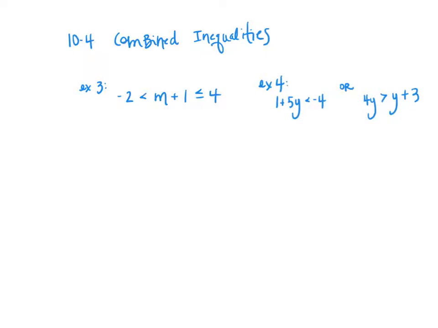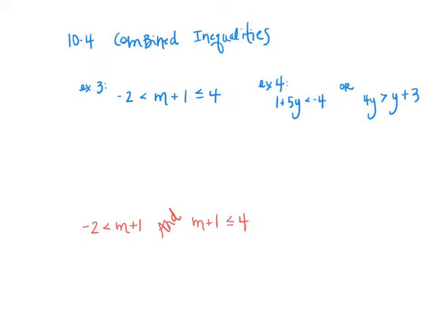We are going to do a few more examples with combined inequalities. Looking at example 3, this is an AND graph, and it's a conjunction. You really could separate this if you wanted to and look at -2 is less than m plus 1 and m plus 1 is less than or equal to 4. Now I won't solve these separately because I like to leave them all together.